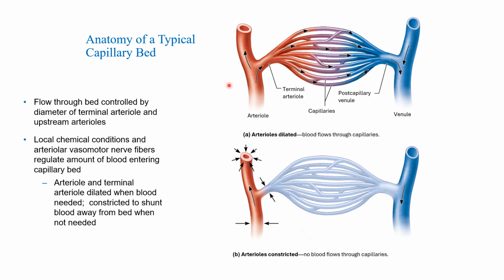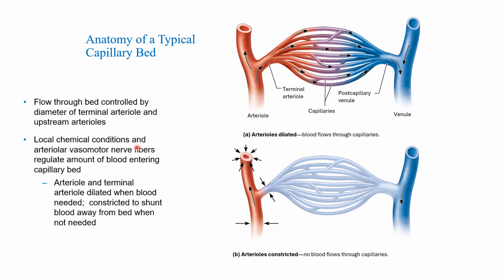Blood flow through the capillary bed is controlled by the arteriole. When the arteriole is dilated, it means that the diameter of its lumen is bigger. More blood comes in and more blood goes into the capillary bed. And when the arteriole is constricted, the blood is shunted away from going into the capillary bed. So this arteriole can regulate the blood flow in the capillary bed, and it is under the influence of vasomotor nerve fibers and local chemical conditions.